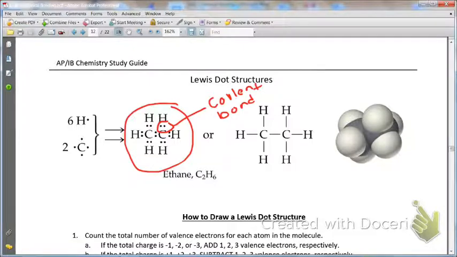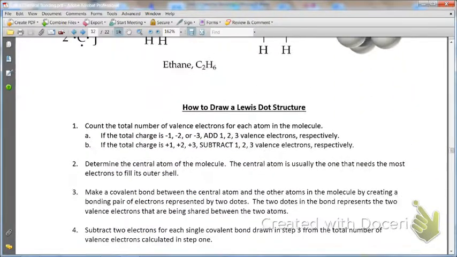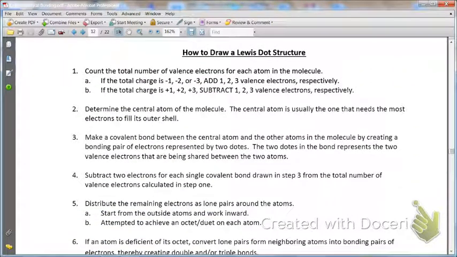Now next to this is another structure of ethane. It's the same structure, except instead of using dots we replace those dots with dashed lines. And this is also another acceptable method to use. It's kind of an abbreviation of the Lewis dot structure method. Today we're just going to focus on using dots though in our practices. Alright, so let's go ahead and take a look at some problems here using the following rules.